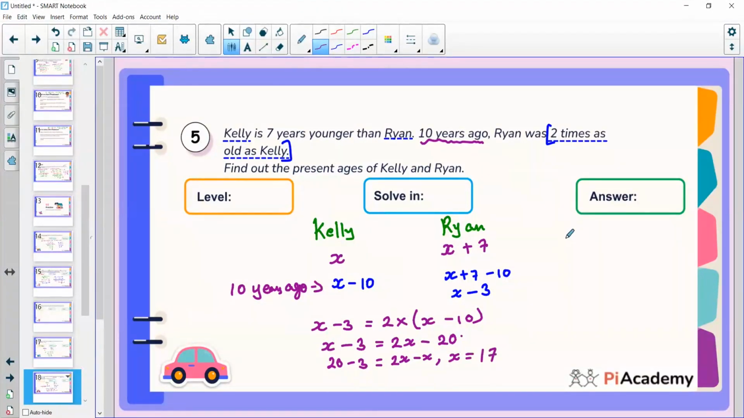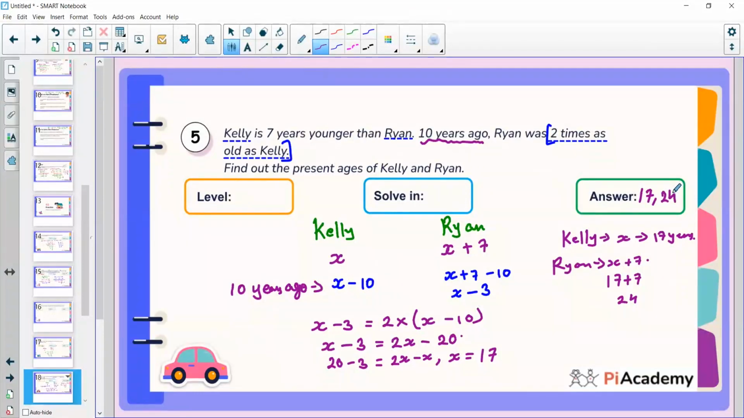What does this mean? This means Kelly is 17 years old. And how old is Ryan? x plus 7. So it is 17 plus 7, which is 24. So the ages are 17 and 24. This is how we work it out.